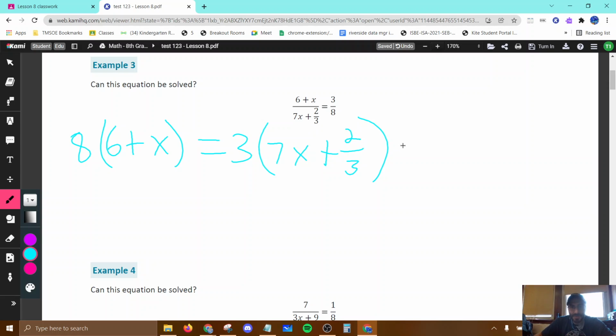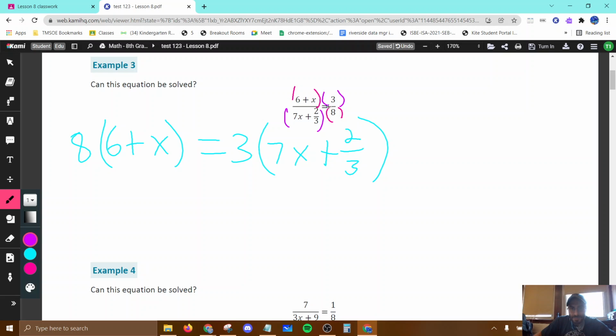But once again, if you notice, let me use a different color here. 6 plus x is being multiplied by 8. And 3 is being multiplied by here. Basically, it's cross-multiplying. That's what you're doing. You're multiplying this numerator by 8 and this numerator by 7x plus 2/3. You multiply the opposite numerator and denominator.